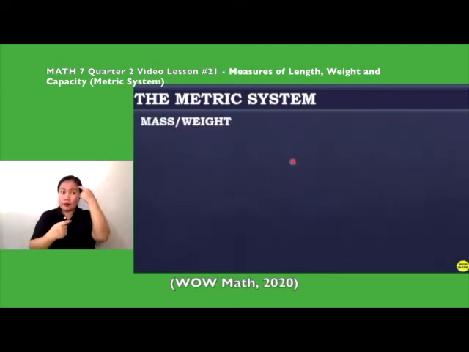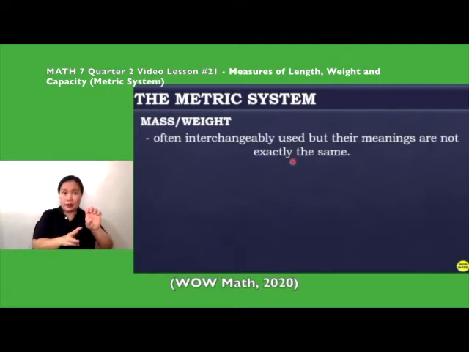And then for weight or mass, so actually these two are often interchangeably used. Pero magkaiba po ang meaning nila. Okay? So, itong dalawa po na to ay magkaiba po ang meaning. Ano nga ba ang pagkakaiba nitong dalawa? So, weight relates to the gravitational pull of the earth upon a mass, while mass refers to the amount of matter contained in an object. So, yung mass po, ito yung matter contained in an object, while yung weight, pwede nating i-relate dito yung... anong tawag nito?